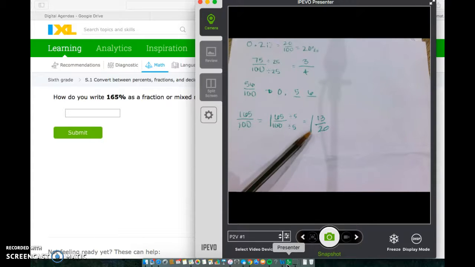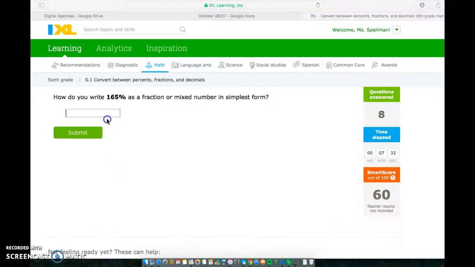Now I know I'm done here because 13 is a prime number. And like we talked about, once you have a prime number, you cannot go any further because the only common factor will be 1. So the way I would enter 1 and 13/20 into my computer is I would write the 1 first, do a space, and then write the fraction part.